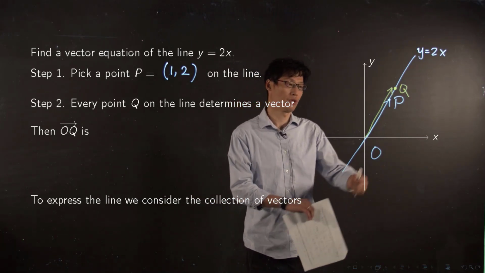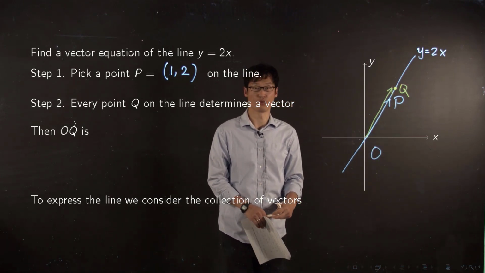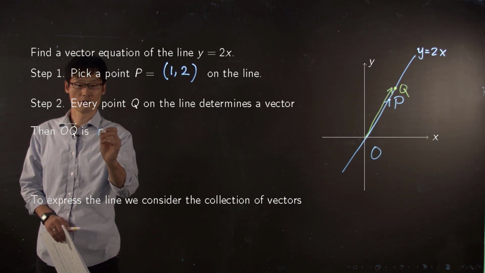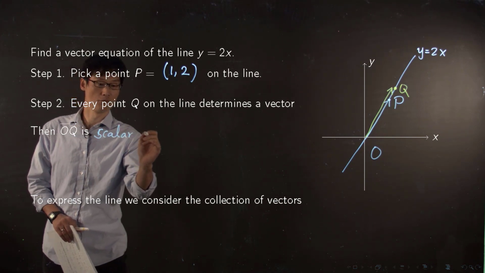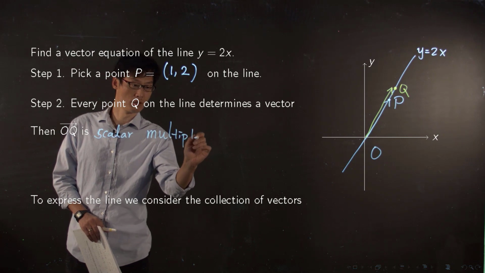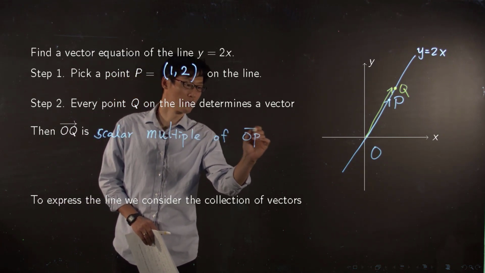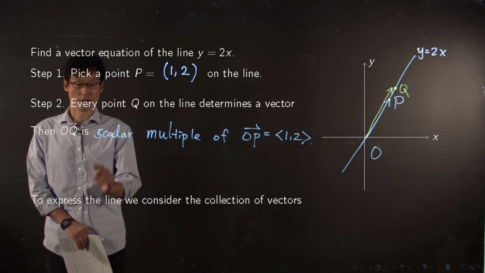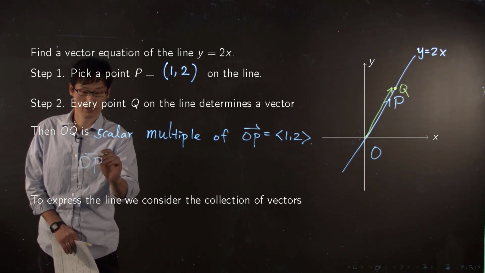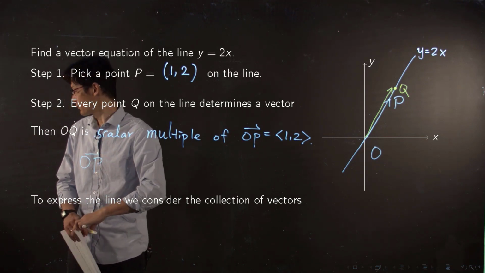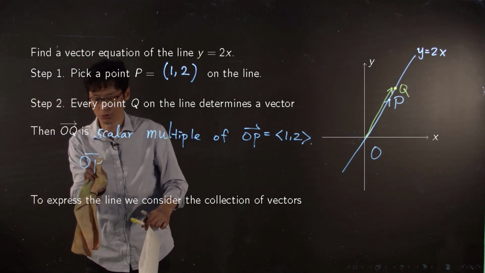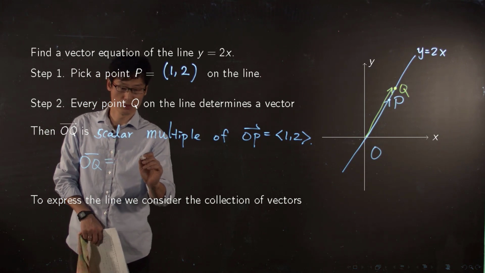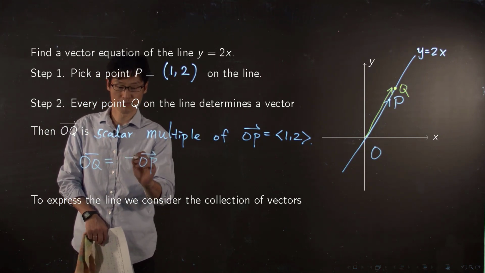So we can stretch vector OP to have the same magnitude. So vector OQ is a scalar multiple of vector OP. That means vector OQ is a scalar multiple of OP for some t.